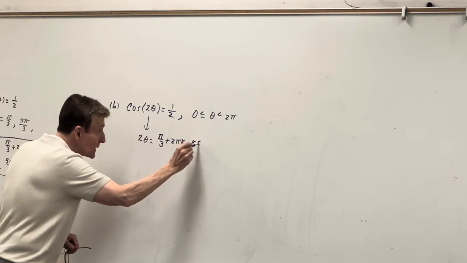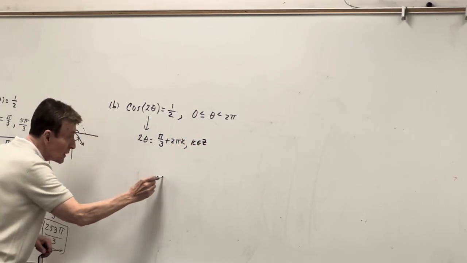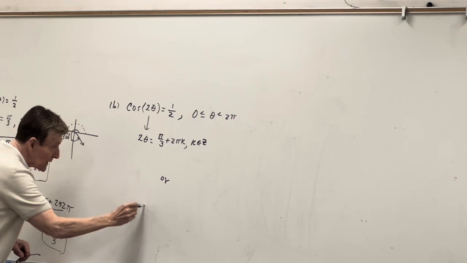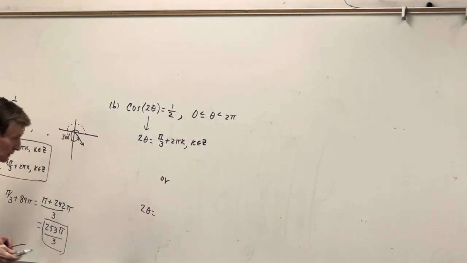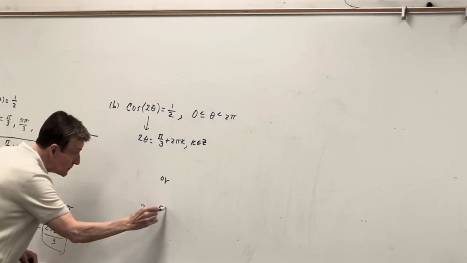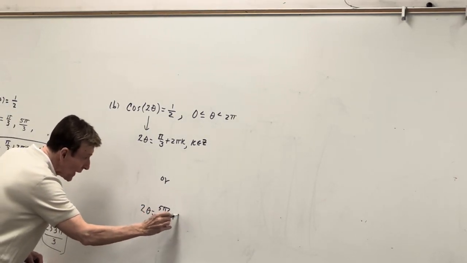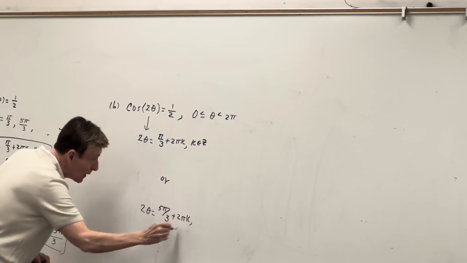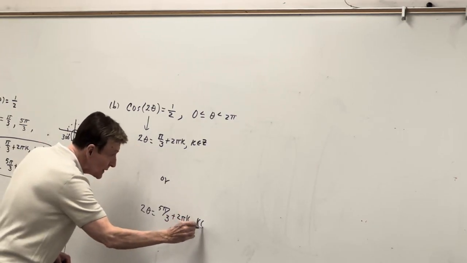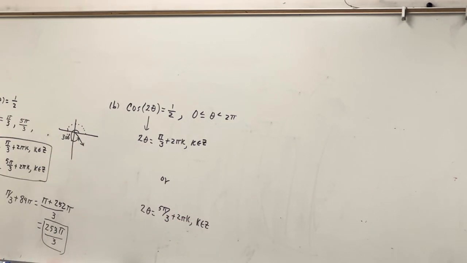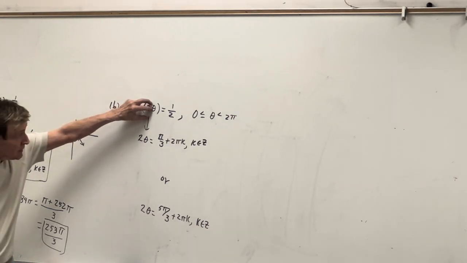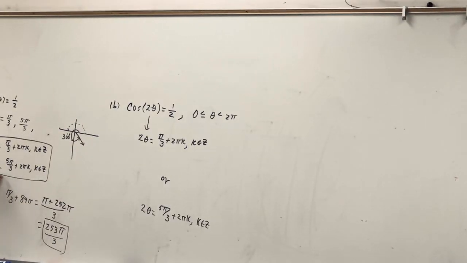We'll make it look nice here. Or 2 theta, that we found earlier, must be representing 5 pi over 3 plus 2 pi k, where k is an element of the integers. You guys agree with that, to connect these two problems? So this inside here must be representing these to make this work. And then you have to solve for theta.